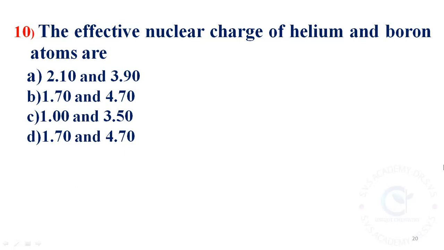Then question number 10. The effective nuclear charges of helium and boron atoms: four answers are given, 2.10 and 3.90, 1.70 and 4.70, then 1.00 and 3.50. The fourth one is 1.70 and 4.70. The correct option is B, 1.70 and 4.70. Now we have to see how we arrive at the answer.